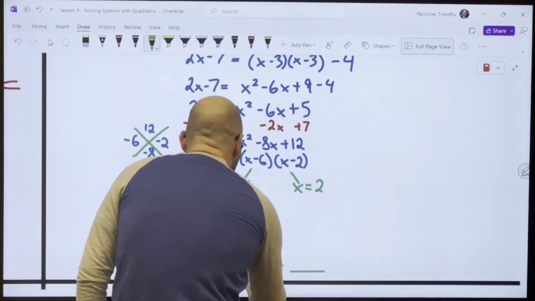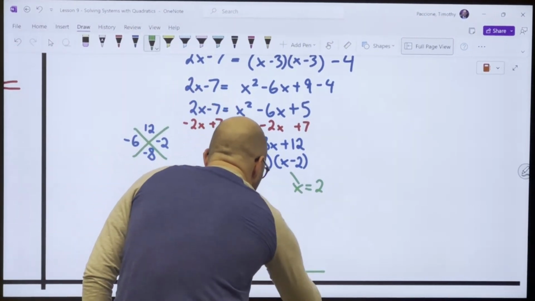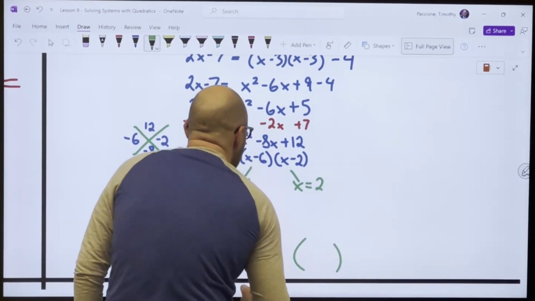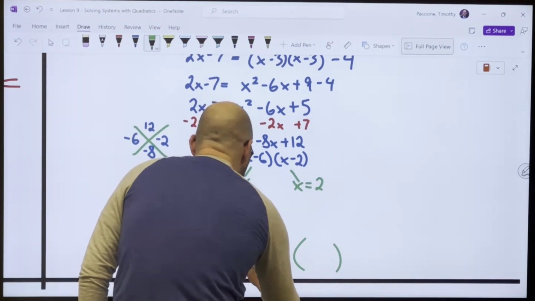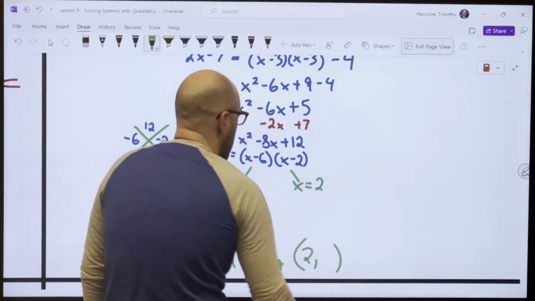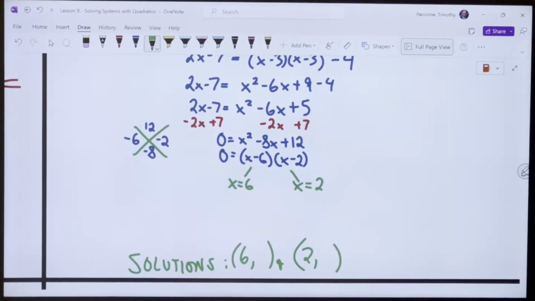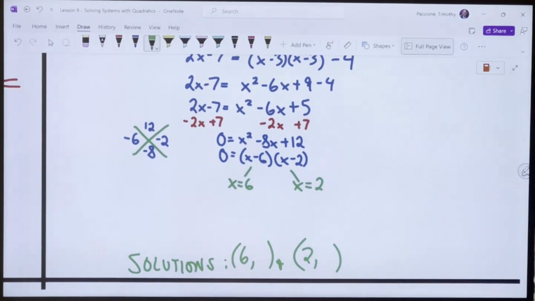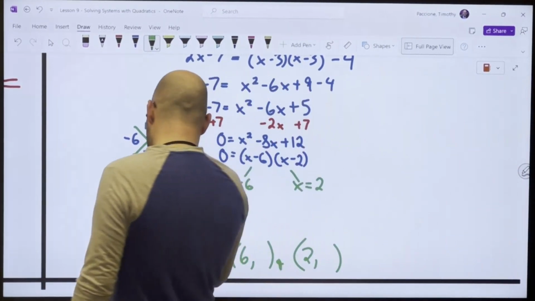So we just found part of our answer. What part did we find? x, right? We know we got 6 something and 2 something. Those are going to be our solutions, right? We have our x of each one, but we don't have our y. How could I find my y? Plug it in, find your y.